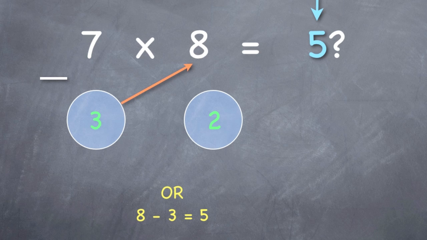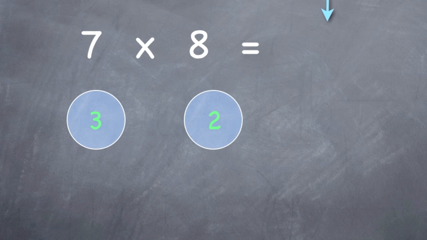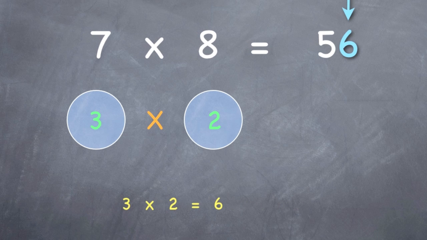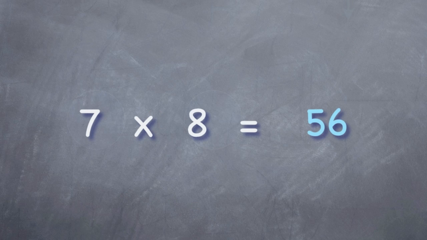So how do you get the second digit? Quite simple. You look at the numbers in the circles again and multiply them together. So 3 by 2 is 6, and you just place 6 at the end, and therefore you get your answer: 7 times 8 is 56. Why they don't teach this in primary schools, I have no idea.